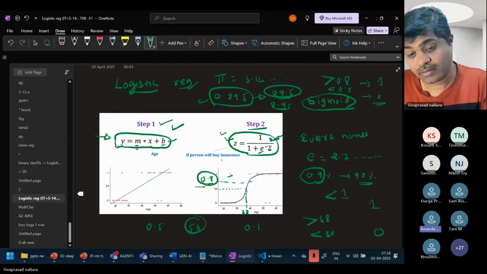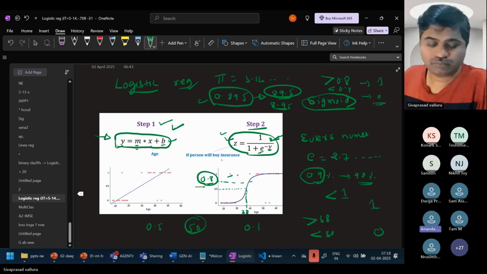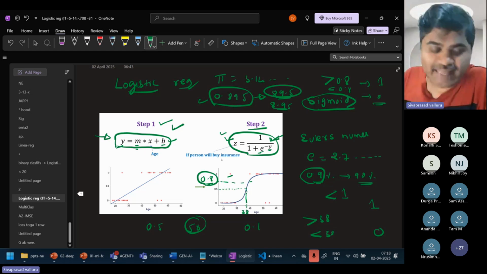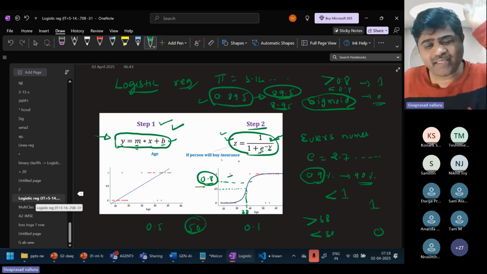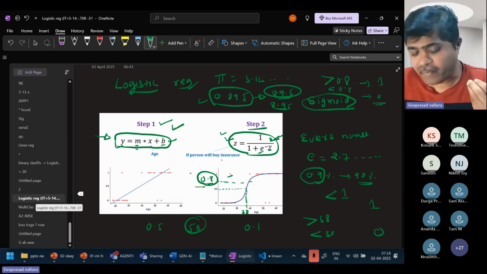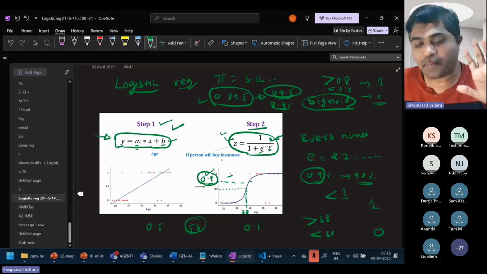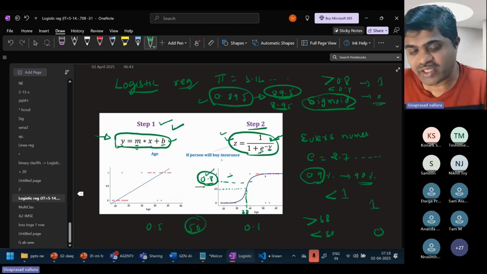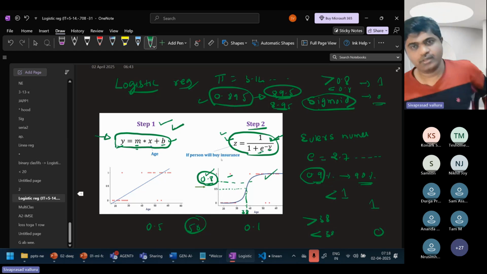Understood. So the point five, the graph you are showing, that's a prediction score. Exactly. After finalizing the values of weights, whenever I'm trying to predict, if I get 0.8, 0.8 means an 80% probability that this person will buy an insurance. It's a probability. That's all.